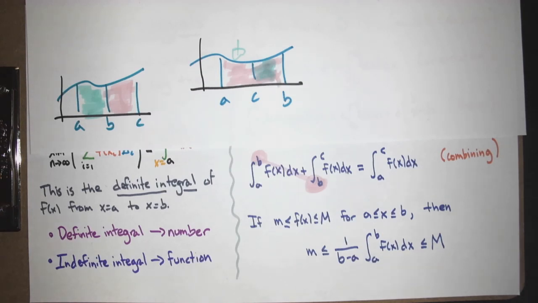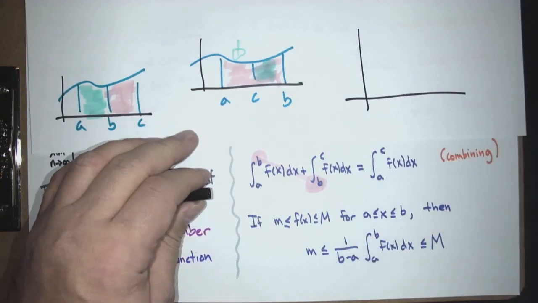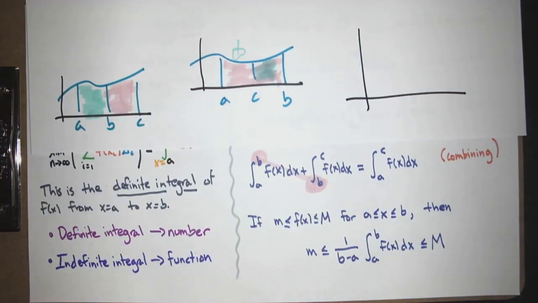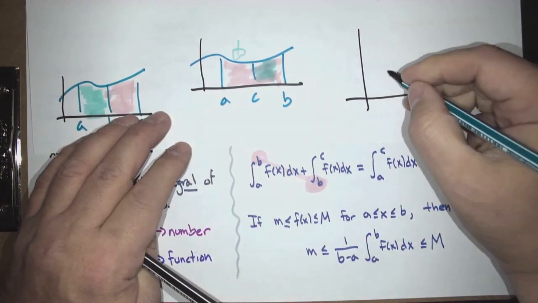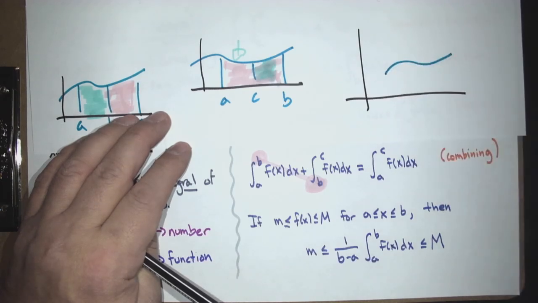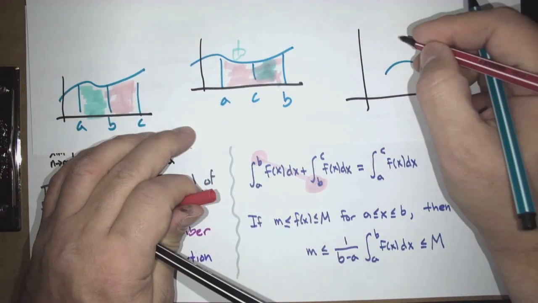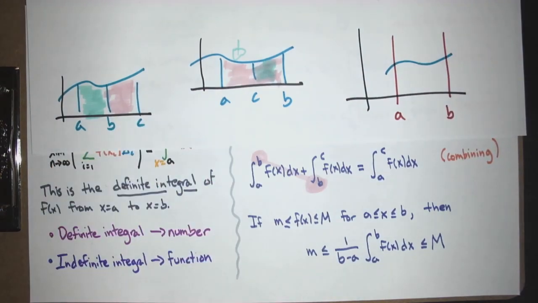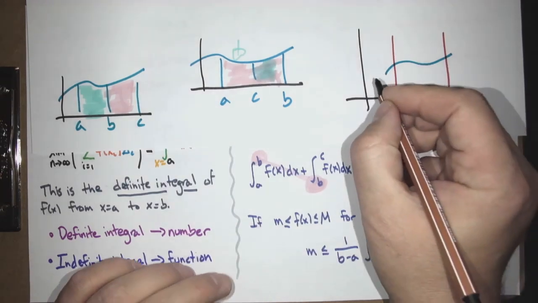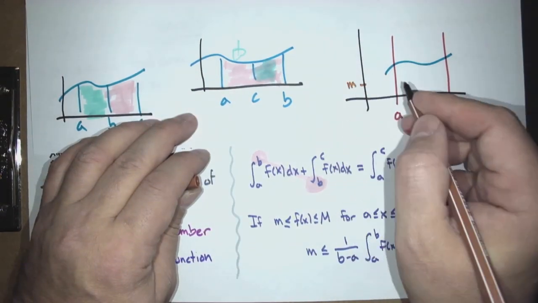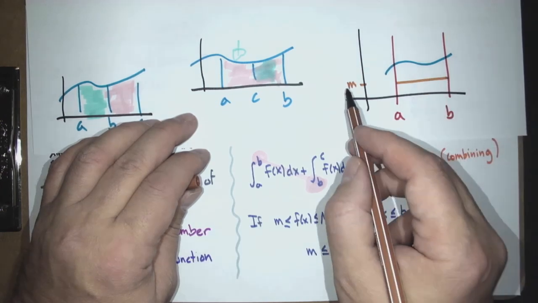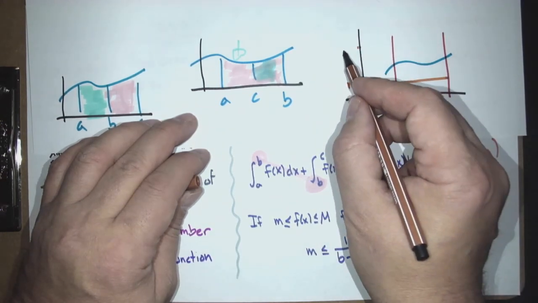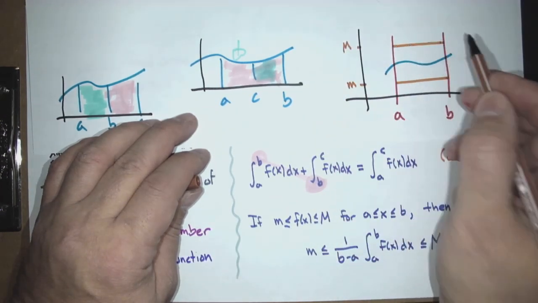Well, let's look at a sketch. So we have our function, and we have our a and b. So let's say this is a, and let's say this is b. Now, we're told something about the function. So we say we want something which is always below the function, that's m, and we want something which is always above the function, and that's capital M.